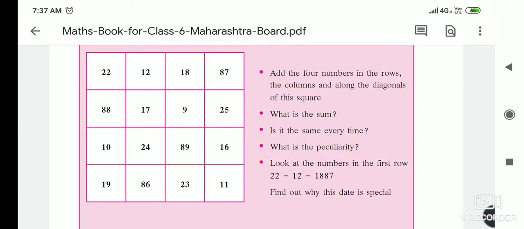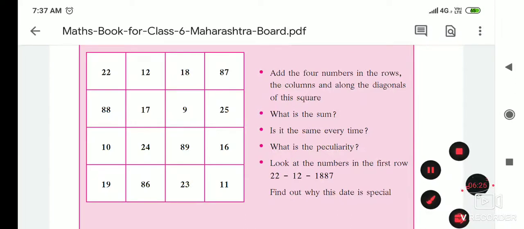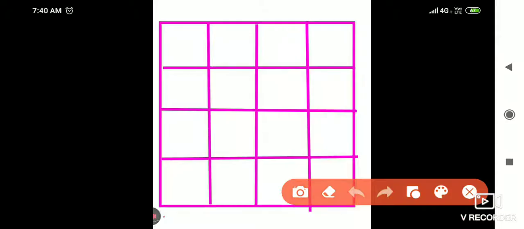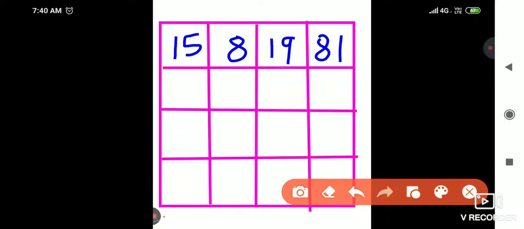Okay, so first of all, I will show you how to make the magic square of my birth date. We have to write our birth date. My birth date is 15/8/1981. You also write your birth date in this way.